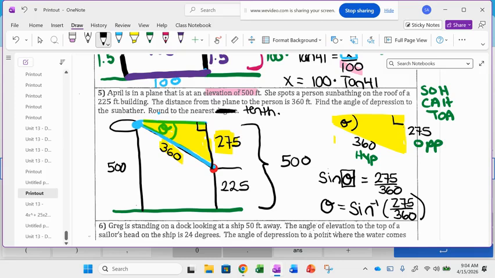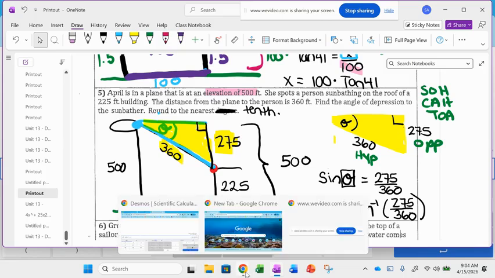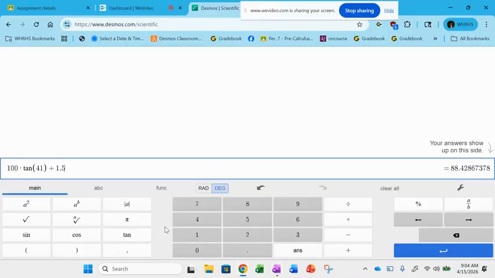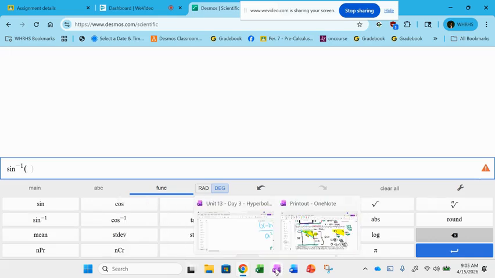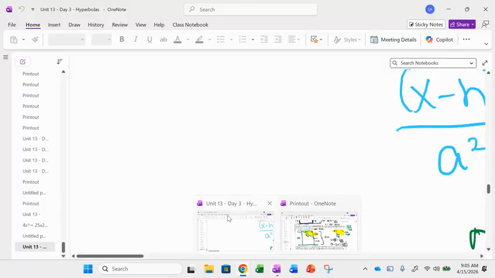Let's go to Desmos. Who remembers how to get the inverse on Desmos? What do I have to press? Function, perfect. So we're going to clear all. We're going to say inverse of sine, and what was my numbers? 275 over 360.